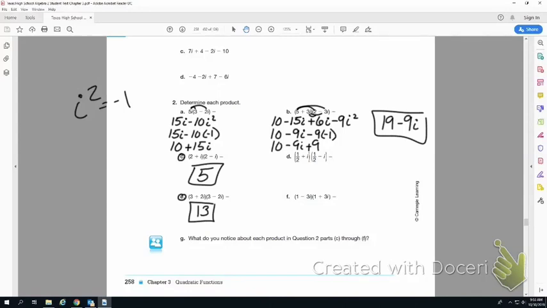So whenever you notice that you have something in this format, A plus Bi and A minus Bi, which you're going to have using the quadratic formula, you can do A squared plus B squared to get your answer. Alright, so let's look at F. My A is 1, my B is 3. Okay, 1 squared is 1, 3 squared is 9, 1 plus 9 is what?